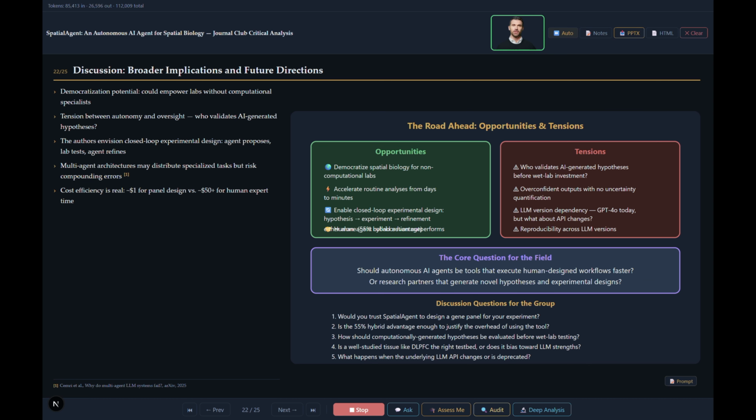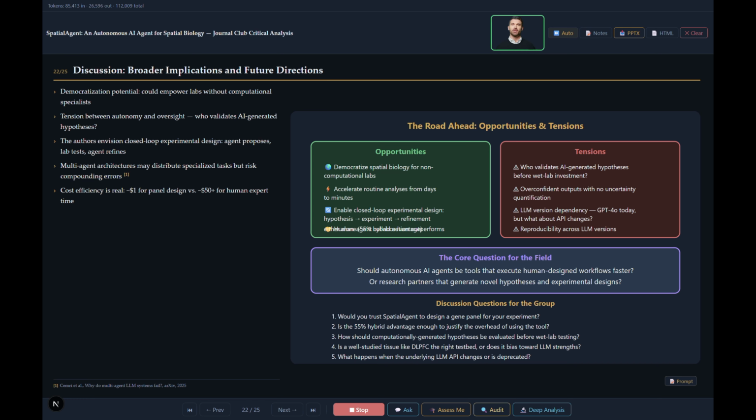Let's wrap up with broader implications. The democratization potential is real. SpatialAgent could empower labs that lack computational specialists to perform state-of-the-art spatial analysis. The cost savings are dramatic. But there's a fundamental tension between autonomy and oversight. Who validates the AI-generated hypotheses before committing wet lab resources? The authors envision a future of closed-loop experimental design, where the agent proposes experiments, the lab tests them, and the agent refines. That's exciting, but requires a level of trust that the current validation doesn't fully support.